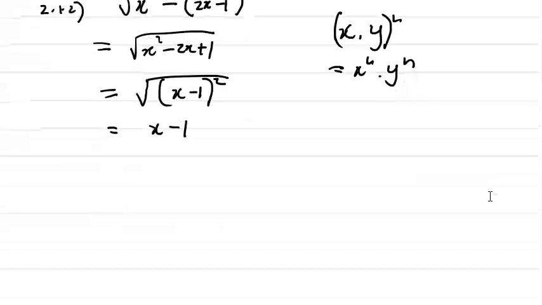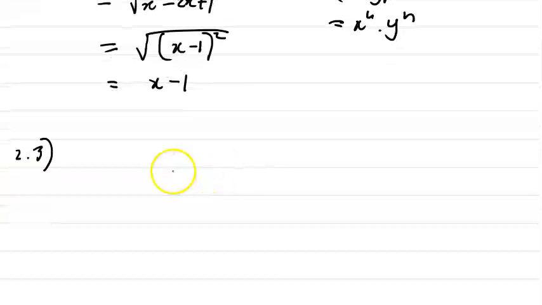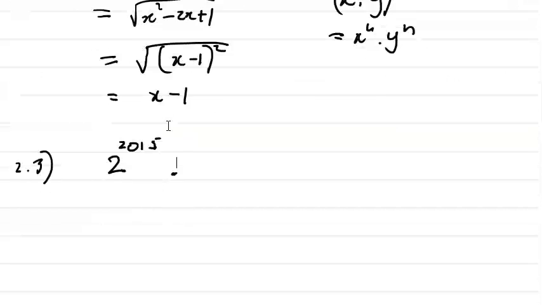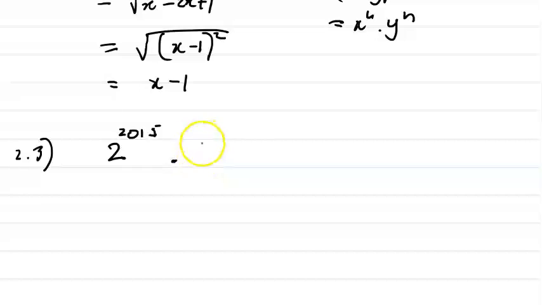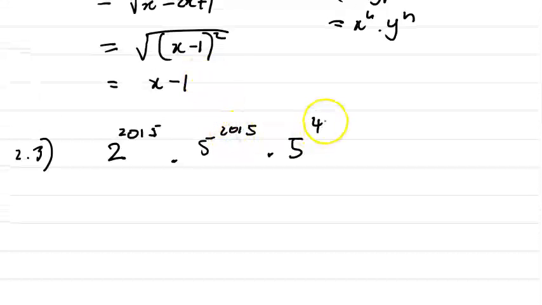So for 2.3, let's write that down. So we've got 2 to the 2015. That's the smaller base, so you can't do anything there. 2 to the 2015 times, and here you've got 5 to the 2019. So 5 to the 2019 can be expressed as 5 to the 2015 times 5 to the 4. Why 5 to the 4? Well, 2015 plus 4 is 2019.